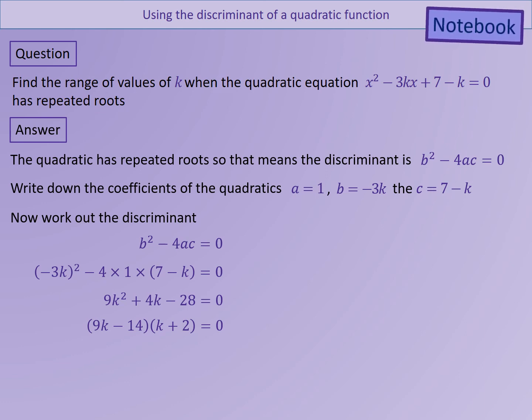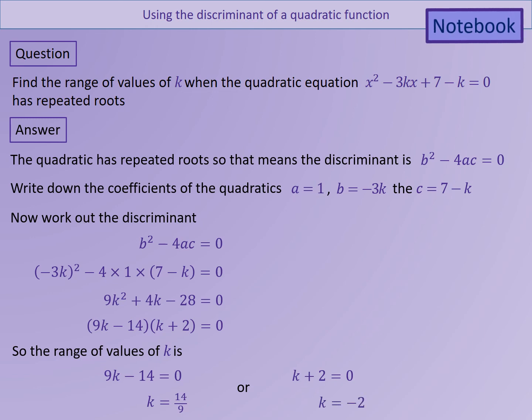And then finally that leads to there being two values of k. The first one is where k is 14/9, which comes from making the first bracket equal to 0, and the second value of k ends up being -2 due to the fact that we've made k plus 2, the second bracket, equal to 0. So what does that mean? Well, what that means is that if I take either of those two k values and substitute them back into the original quadratic, you will end up with a quadratic that has repeated roots.